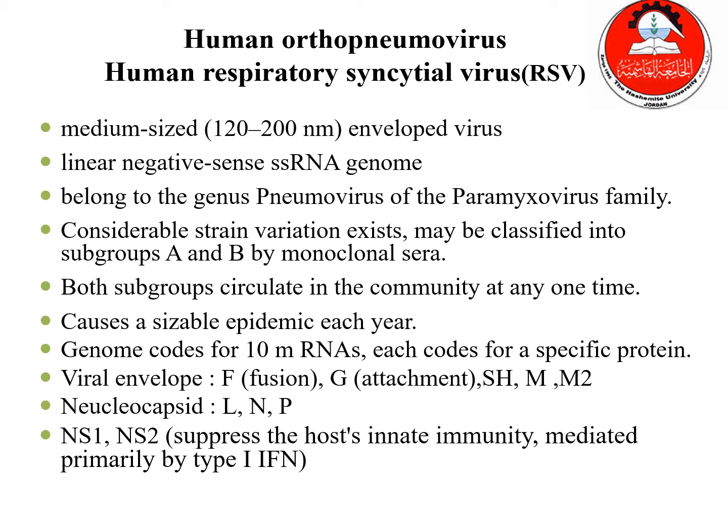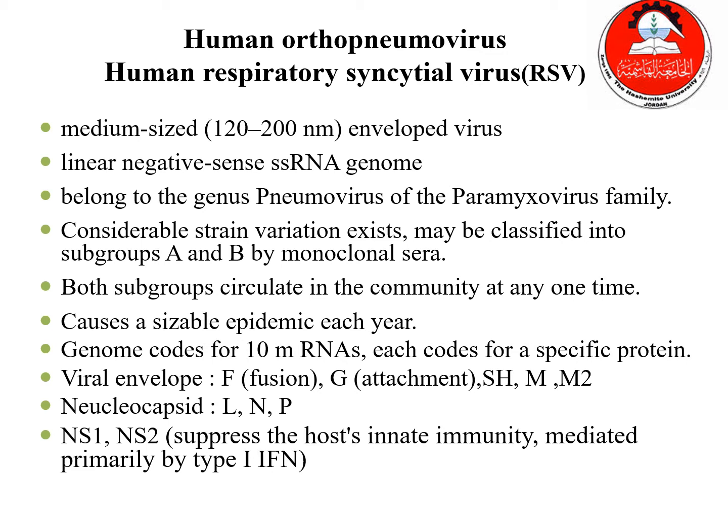There are subgroups A and B, and they have monoclonal sera which are specific for each group. Both subgroups circulate in the community at any one time, but mostly the infections are caused by subgroup A. It causes epidemics each year during the winter months.